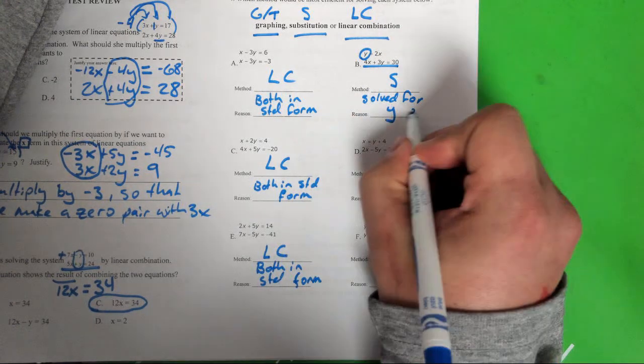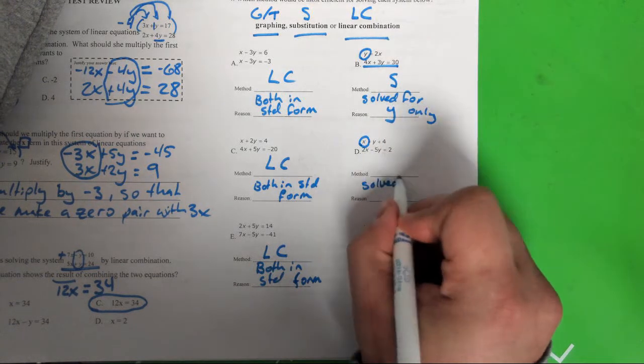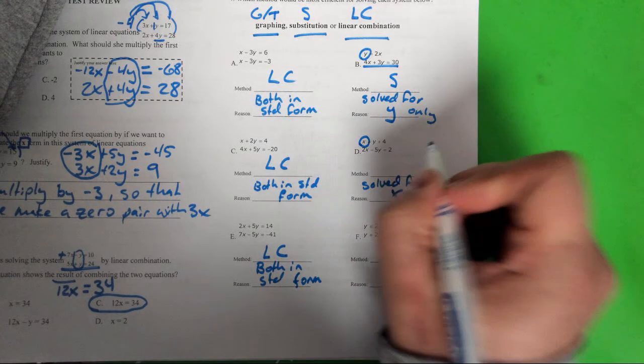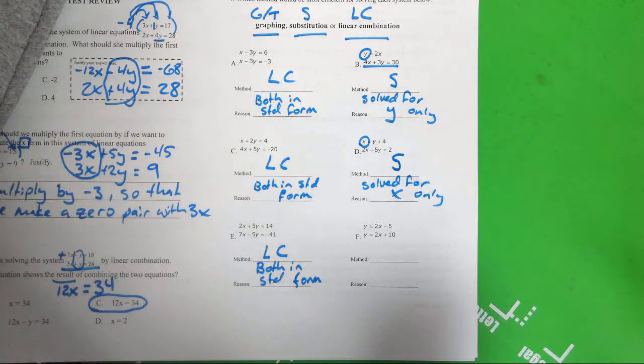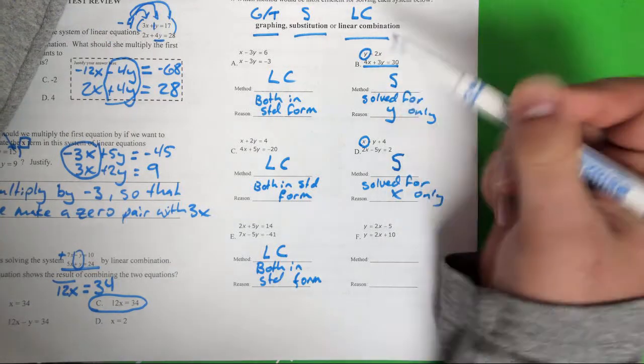Okay, same thing going on with this one. X is by itself, so we've solved for x only. So this time it's still substitution. Just because it's x doesn't mean we can't use substitution. Both of these. If it's just one of them is by itself, substitution.